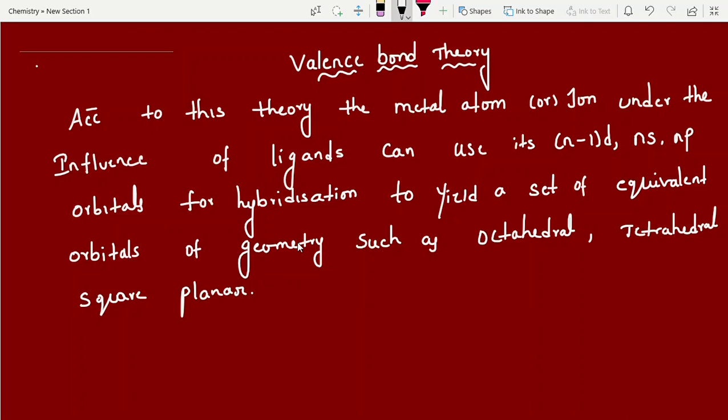Valence bond theory, so geometry. Once a ligand approaches, it can use ns orbitals and np orbitals, and it can show hybridization. Based on hybridization, it gives proper geometry, either tetrahedral, octahedral, or square planar, like that geometries it is giving. So we have 4 examples, students. It's the easiest topic and a most important topic.